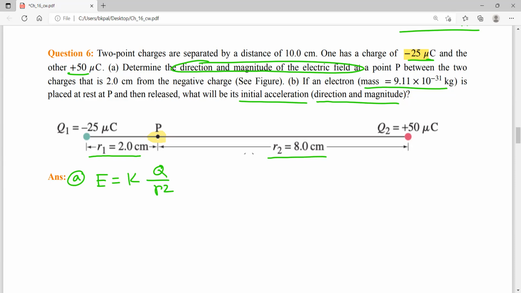For example, E1 will be the electric field for Q1. So for E1, I write K, the constant, Q1 over R1 square, and R1 is 2 centimeter. Here you see this is the 2 centimeter, and similarly R2 will be 8 centimeter. Make sure you understand this. It's the electric field, not the electric force. For electric force we need two charges. For electric field we need only one charge. Now let's plug the values.